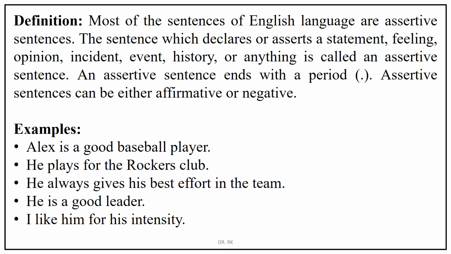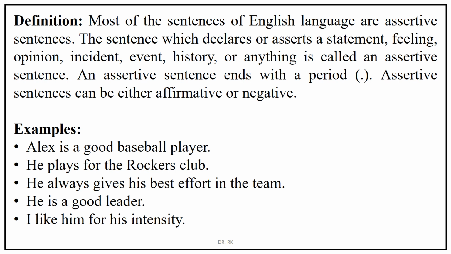Definition of assertive or declarative sentence. Most of the sentences of English language are assertive sentences. The sentence which declares or asserts a statement, feeling, opinion, incident, event, history, or anything is called an assertive sentence. An assertive sentence ends with a period symbol, that is, a full stop. Assertive sentences can be either affirmative or negative. More examples of declarative sentence.